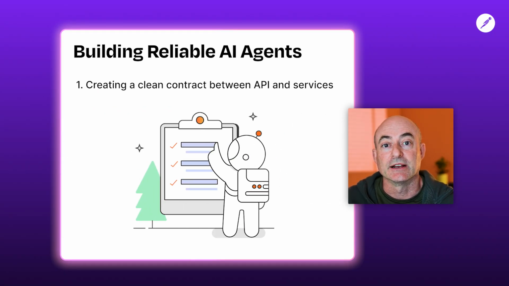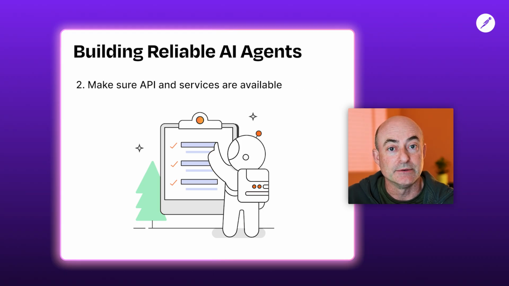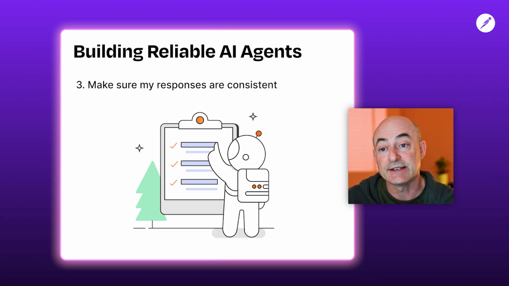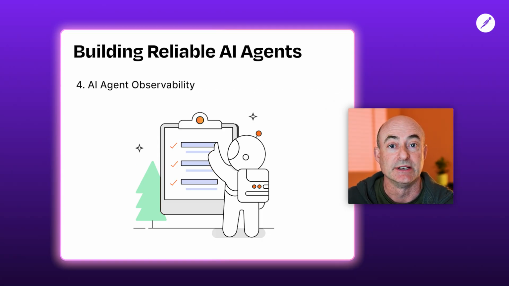First is creating a clean contract between the APIs and services. Second is I want to make sure that those APIs and services are available. I want to make sure that it is available, and if something does change, I know about it and I handle that. Next, I want to make sure that my responses are consistent. Now, the very last thing that I look at is observability. I want to know what the agent is doing, how long it's taking, and most importantly, is the context efficient? Is it burning through tokens, or do I need to look at ways to improve my app and my process?